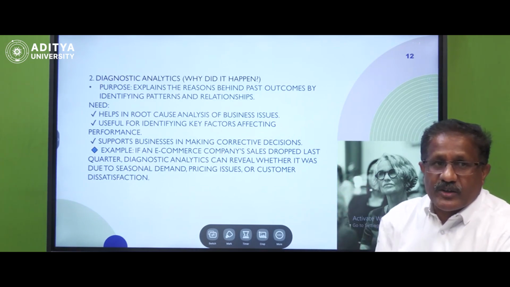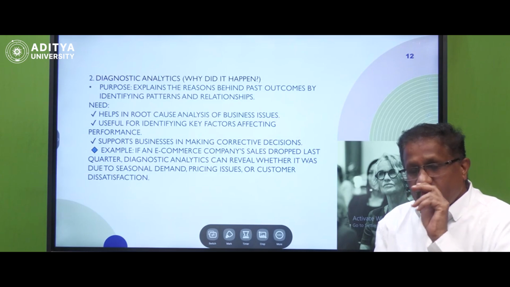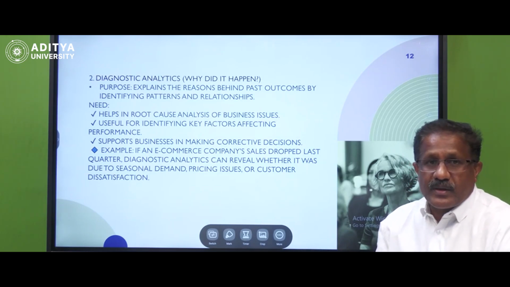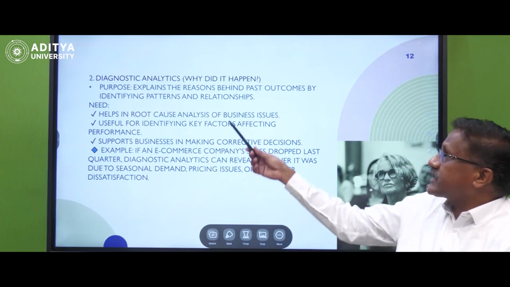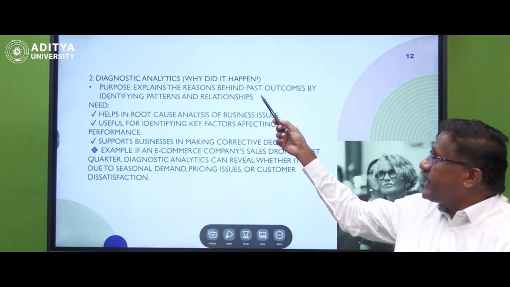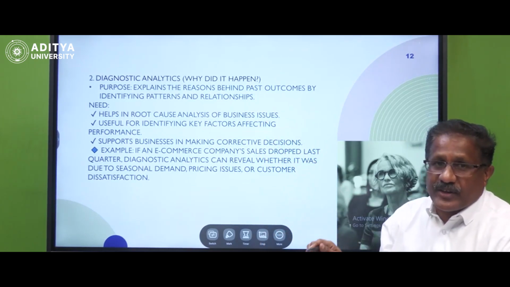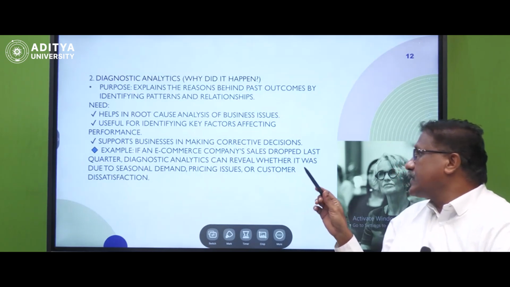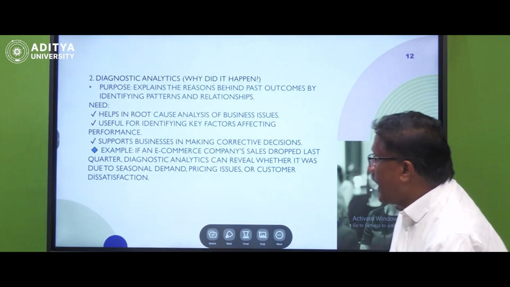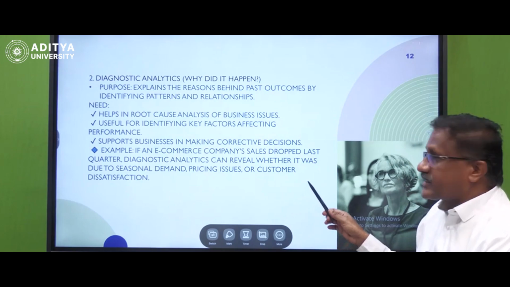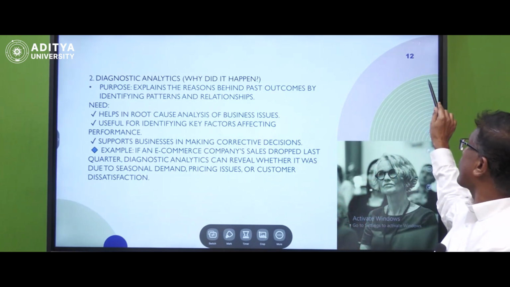What are the reasons we are going to find out? If it is a huge amount of 25,000 students, we have to find out. That time, these types of diagnostic analytics, why it happened, will find out the reasons for the particular performance of any business, including educational and other research institutes, even the health sector, everywhere like that.